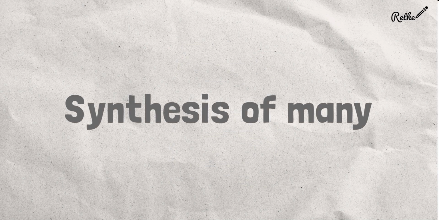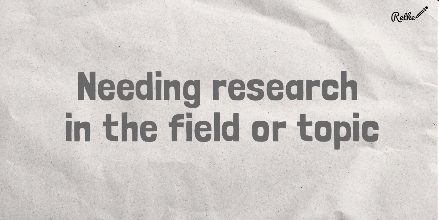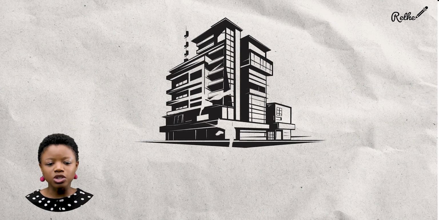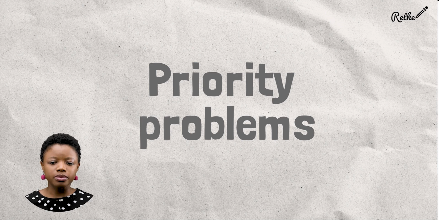Another place to look are gaps identified in review papers. So review papers usually involve synthesis of many papers on a specific topic and discussion of what the papers did well, what they didn't do well, and major areas needing research in the field or topic. Sometimes organizations working on a particular topic would publish reports that discuss priority questions or problems.